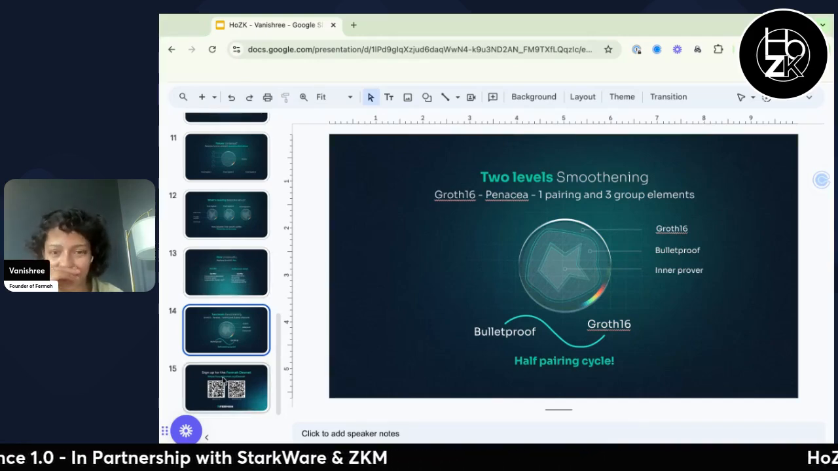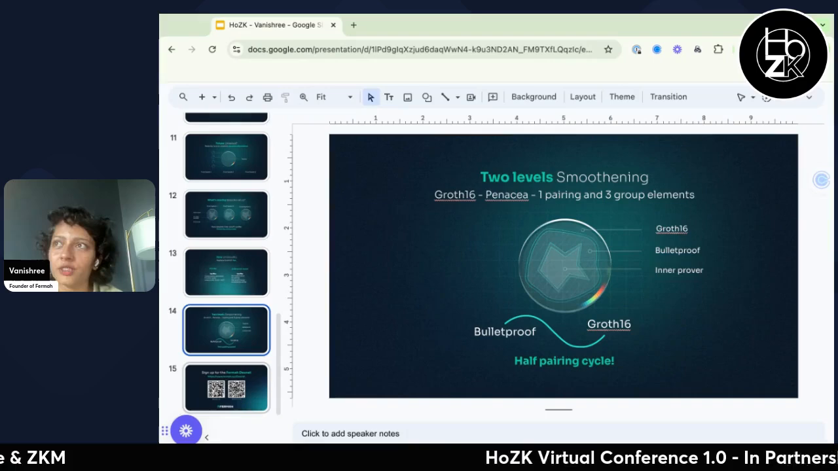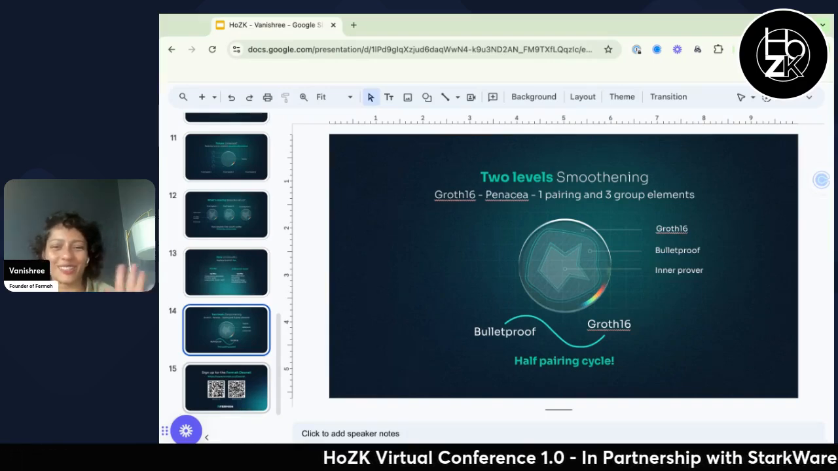And when I presented this last time, someone came up to me and said, "How are you at Fermah doing trusted setup?" We're actually not doing trusted setup.